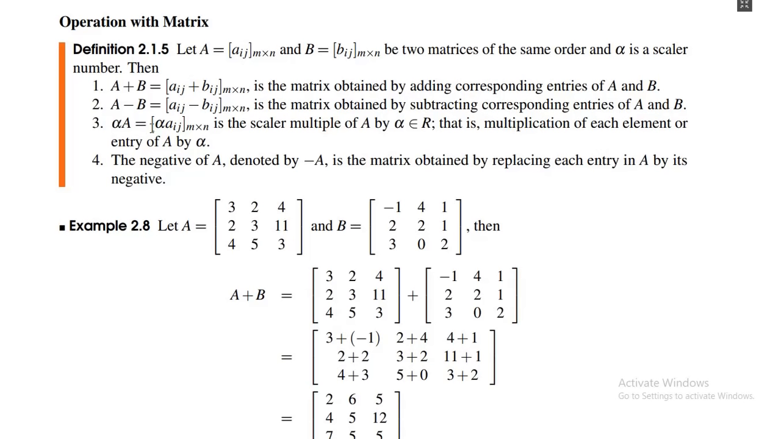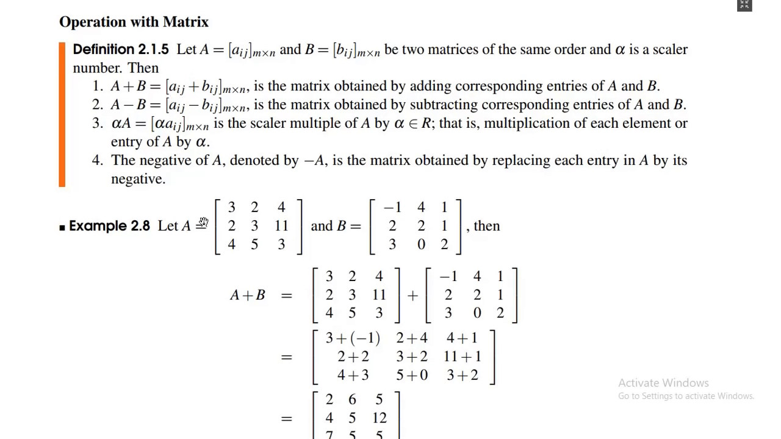Alpha times A is the same as alpha times Aij of order m by n, which is the scalar multiple of A by alpha, where alpha is an element of the real numbers. That means multiplying each entry of A by alpha. And the negative of A is denoted by minus A, which is the matrix obtained by replacing each entry in A by its negative. Note that we can add or subtract two matrices if and only if the orders of those two matrices are the same or equal.